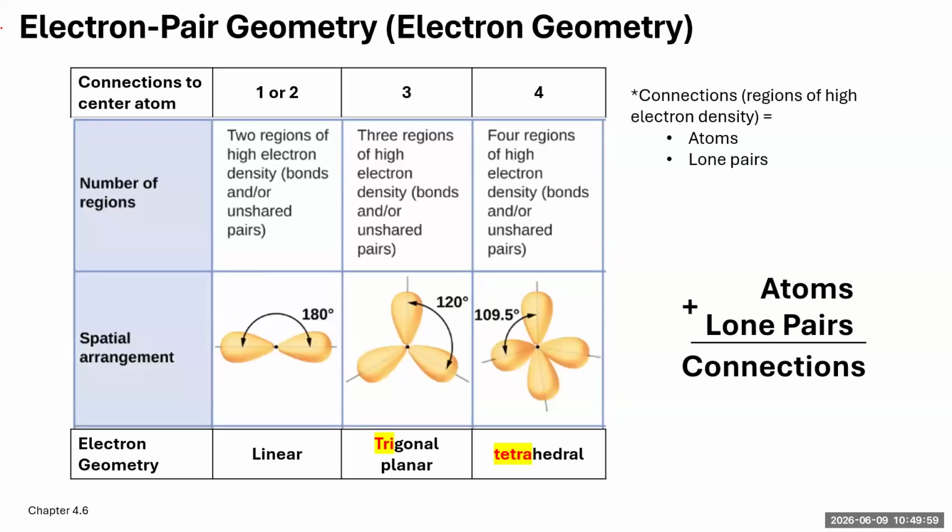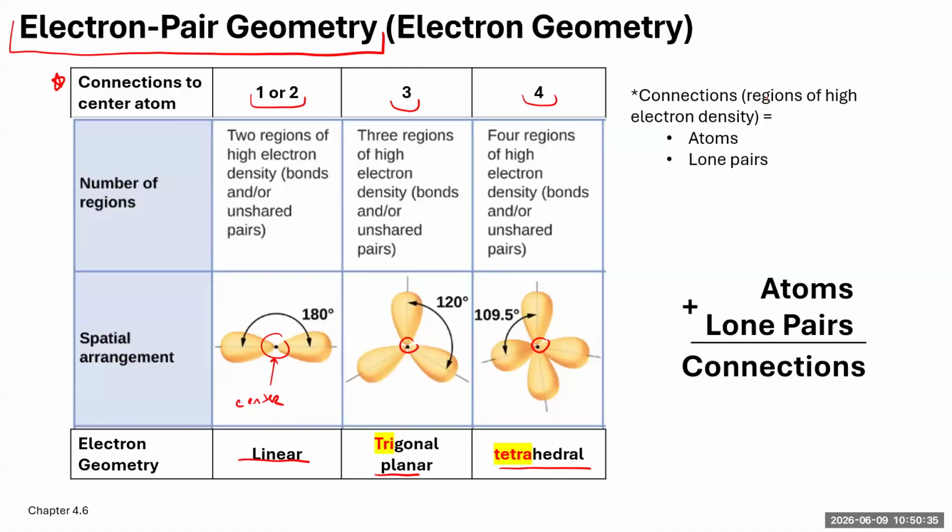All right, so again, we're going to do the electron geometry. The book calls it formally electron-pair geometry, but it comes in many flavors, right? The vocabulary. All right, so let's talk about this. We're going to look at the center atom. These are the center atoms. These are the connections to the center atom: 1 or 2, 3, and 4. Here it tells us the shape: linear, trigonal planar, and tetrahedral.